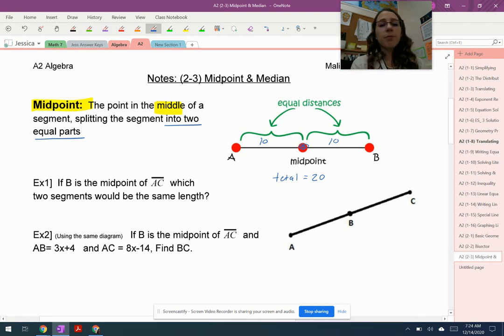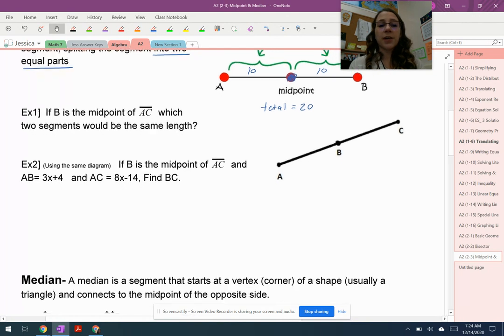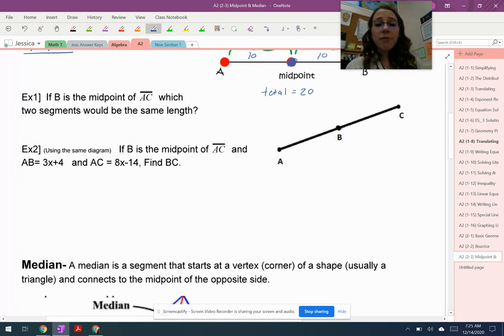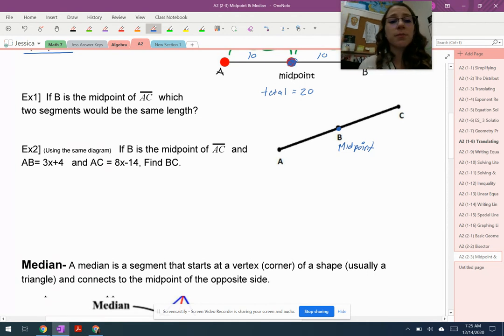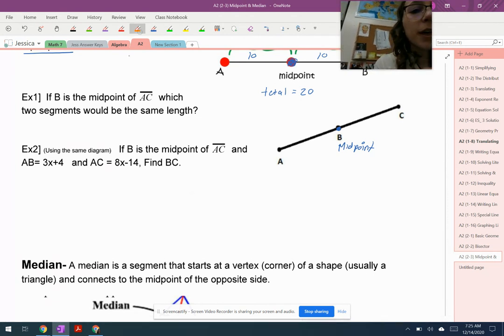So example 1, if B is the midpoint of AC, so we've got a midpoint right there. Oh, nope, that's a different diagram. We're talking about this diagram. If B is the midpoint of AC, okay, so this is the midpoint. The best thing to do in geometry with all this stuff is to label and mark up your diagrams. And midpoint, as we just learned, means splits into two equal parts.